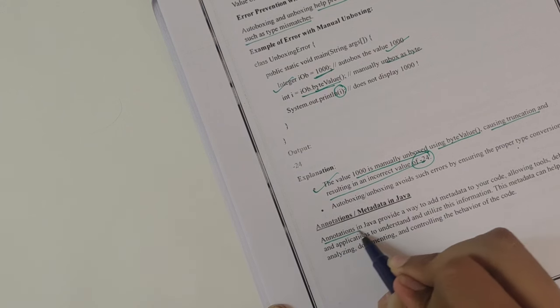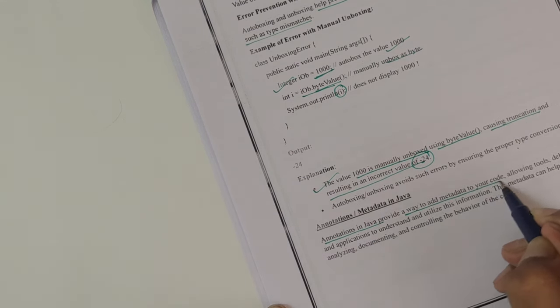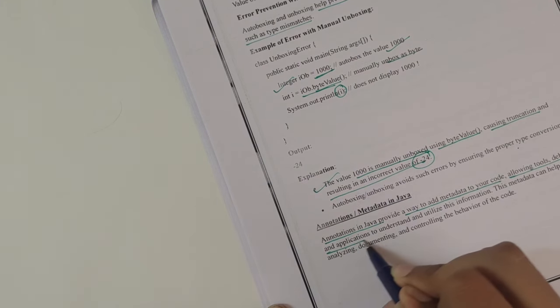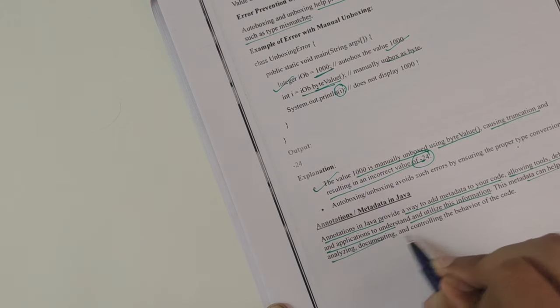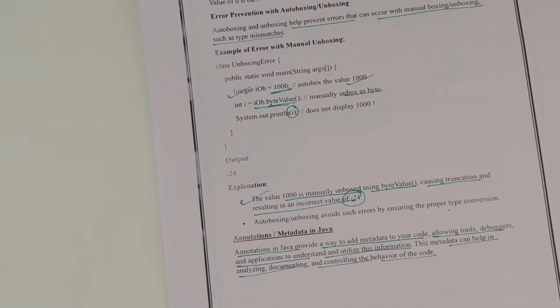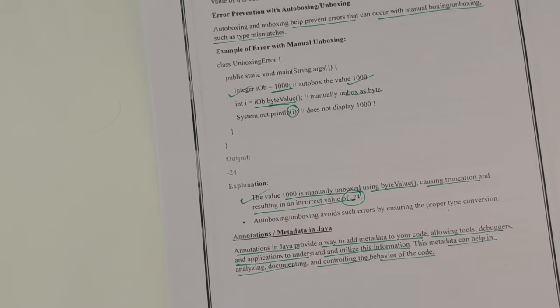Annotations in Java provide a way to add metadata to your code, allowing tools, debuggers, and applications to understand and utilize this information. This metadata can help in analyzing, documenting, and controlling the behavior of the code. So metadata, I guess you have studied in your previous semester DBMS also. This metadata will help you to analyze, document, and control the proper behavior of the code. It's nothing but information you are giving from the programmer side to analyze the code and to have proper information about the code. That's why you give metadata information.